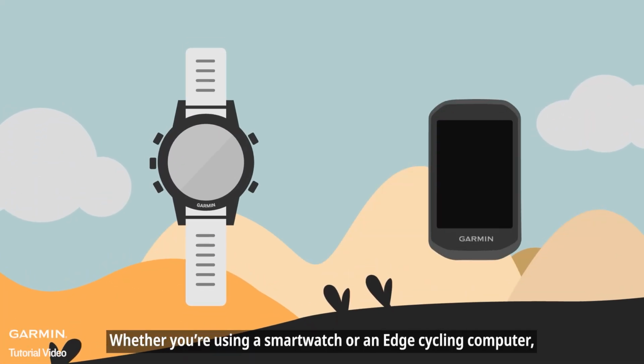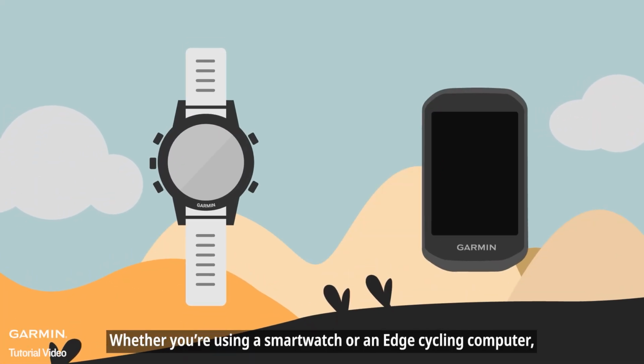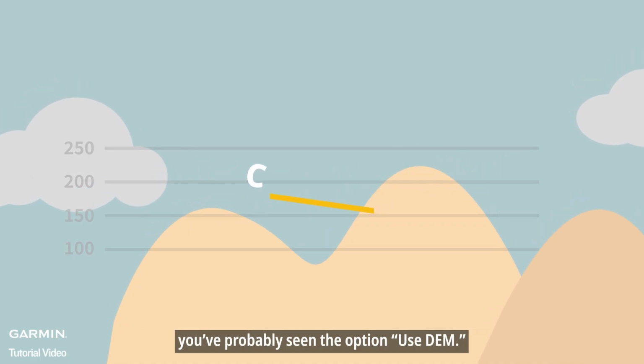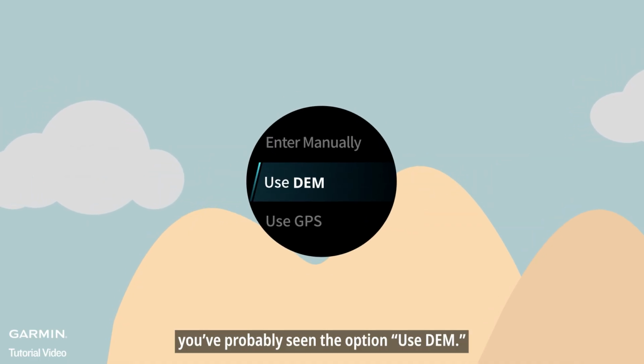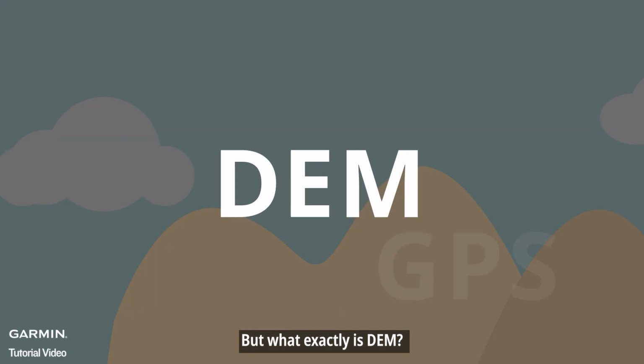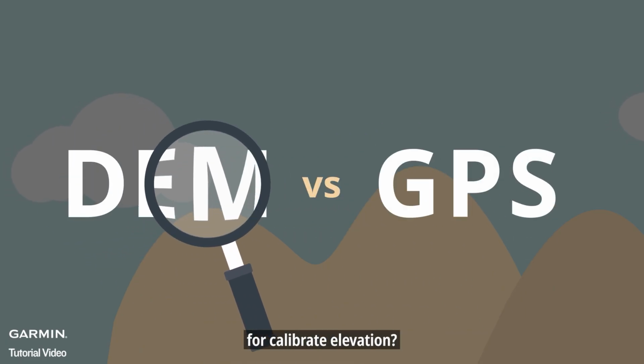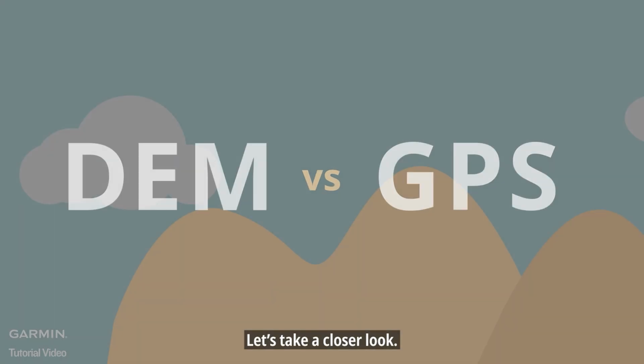Whether you're using a smartwatch or an edge cycling computer, if you usually calibrate elevation before starting an activity, you've probably seen the option Use DEM. But what exactly is DEM? And what's the difference between using DEM and GPS for calibrate elevation? Let's take a closer look.